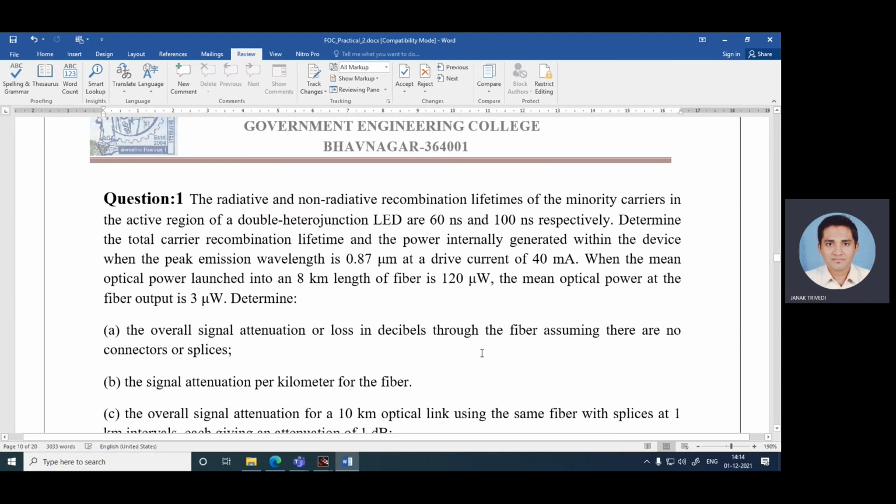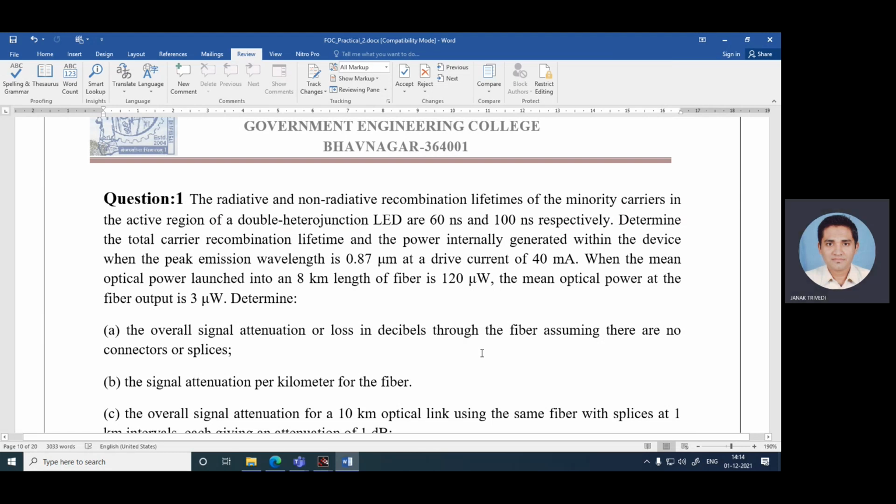Question 1. The radiative and non-radiative recombination lifetimes of a minority carrier in the active region of a double heterojunction LED are 60 nanosecond and 100 nanosecond respectively. Determine the total carrier recombination lifetime and the power internally generated within the device when the peak emission wavelength is 0.87 micrometer at a drive current of 14 milliamp.